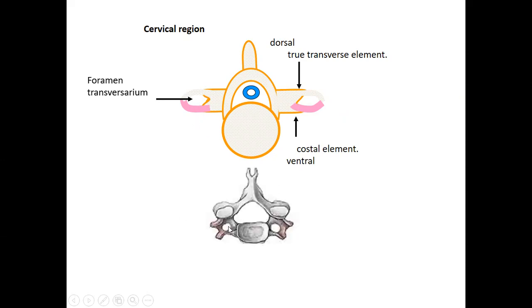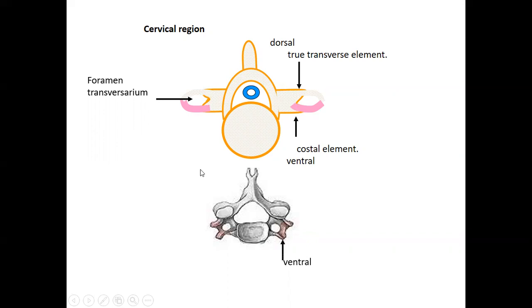You can see here this is the vertebra of the cervical region, and there is a hole here. This is the foramen transversarium. This is how the process happens at the vertebral arch, involving the extension of the dorsal true transverse element and also the costal element on the ventral portion.